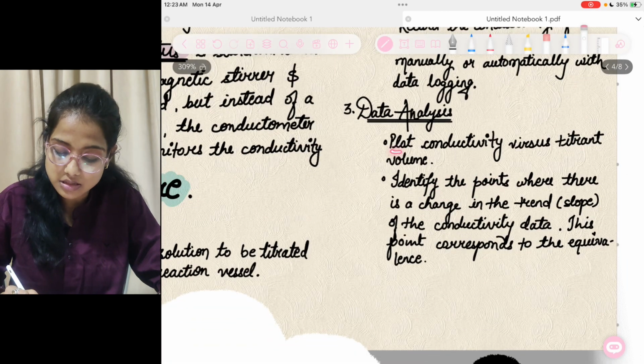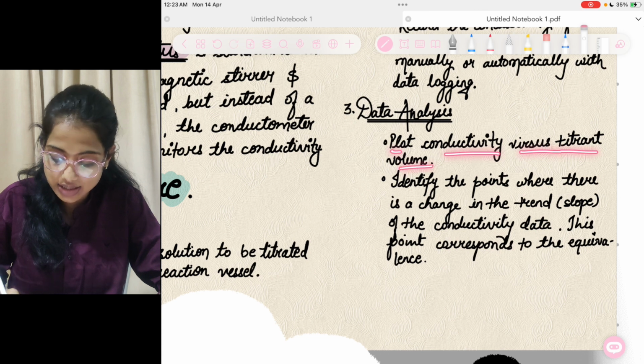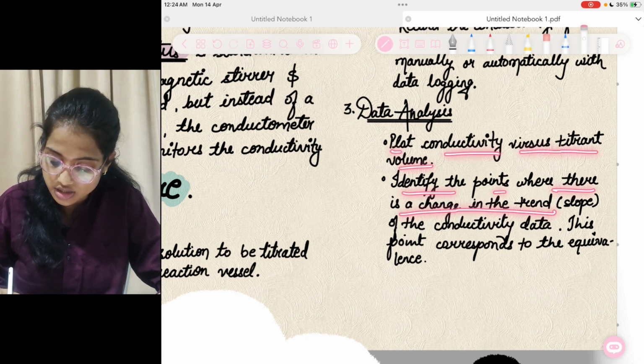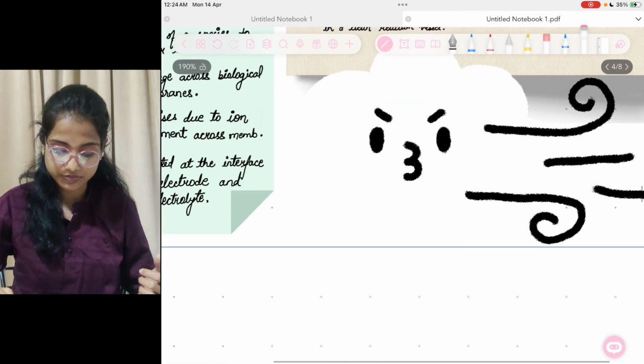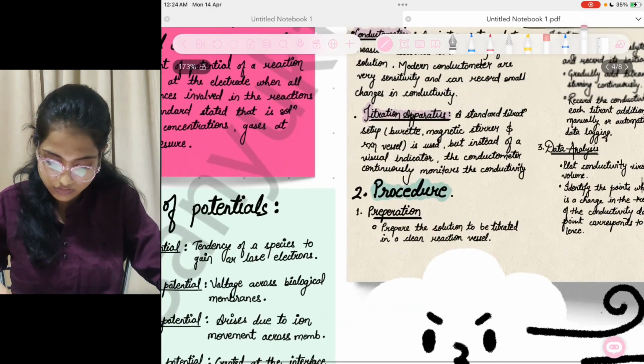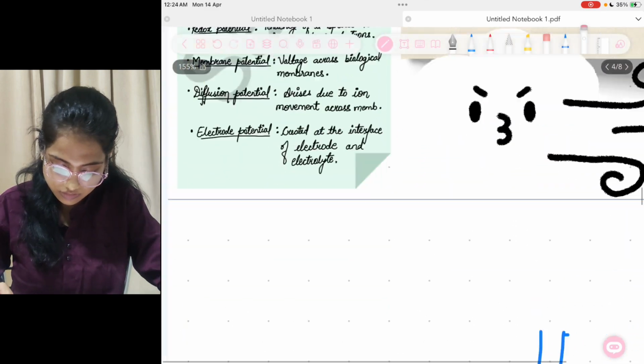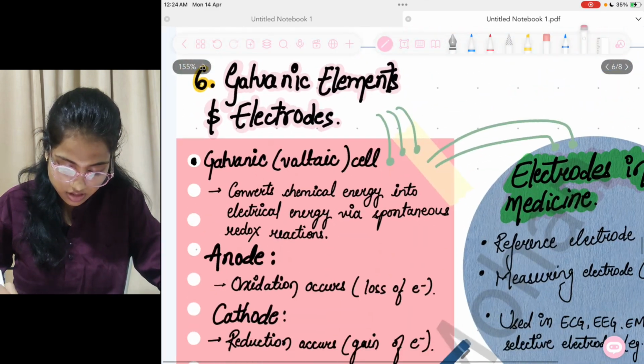Then data analysis. Plot conductivity versus titrant volume. Then identify the points where there is a change in the trend or slope of the conductivity data. These points correspond to the equivalence point. Okay, we are done with this.